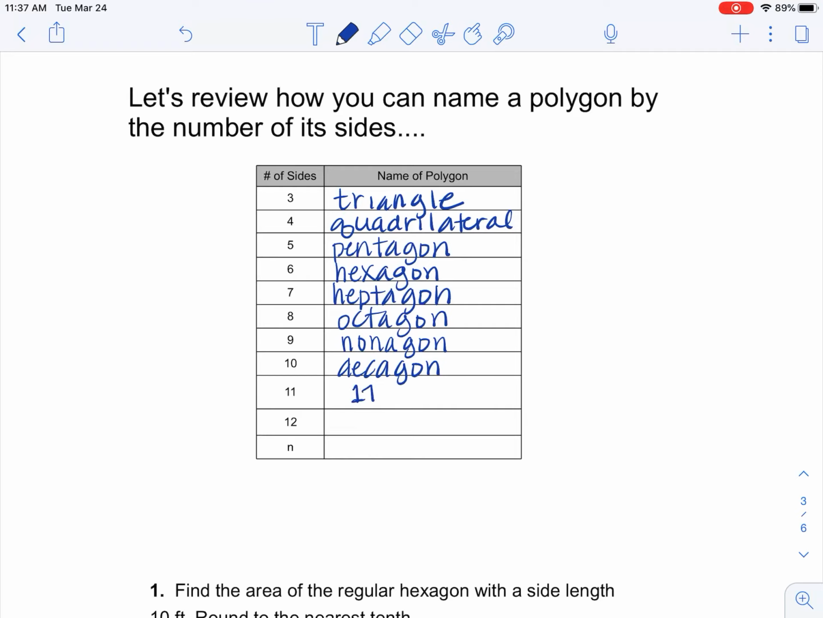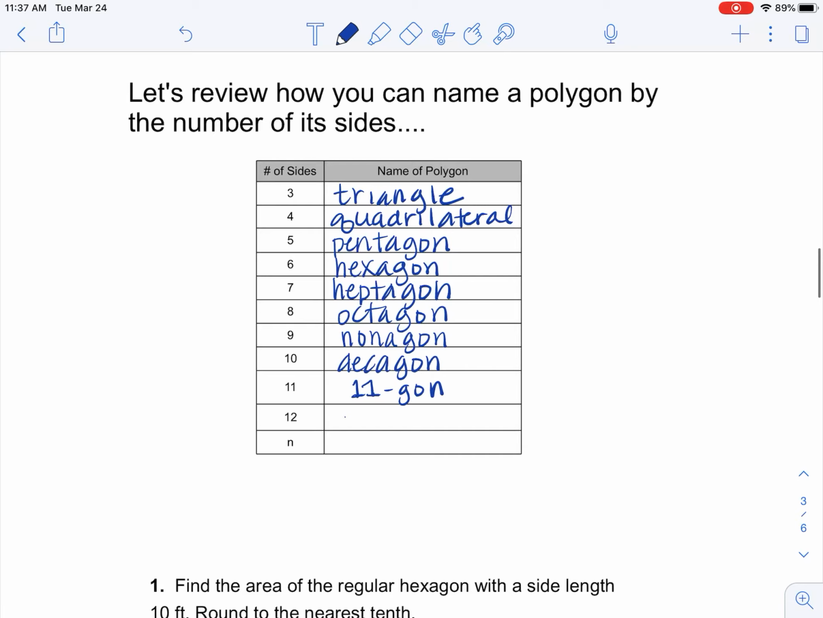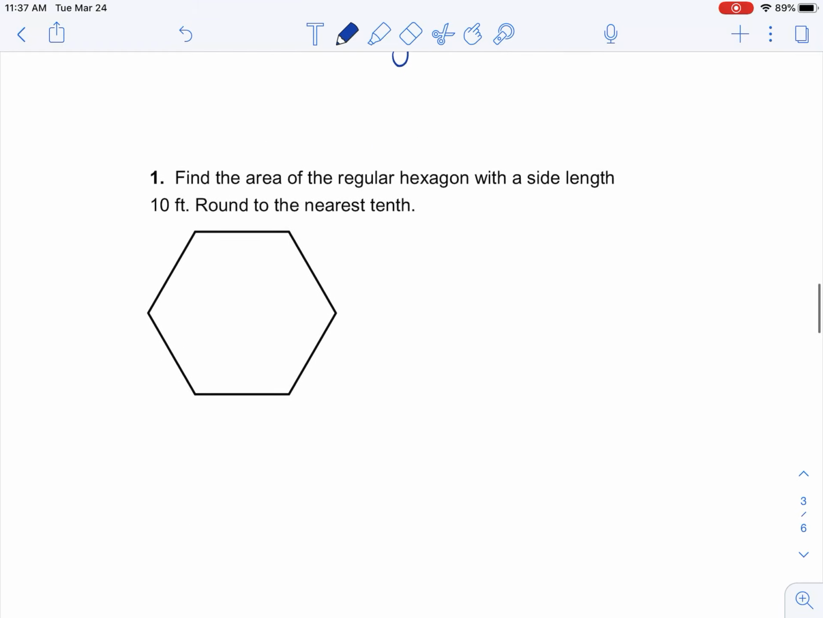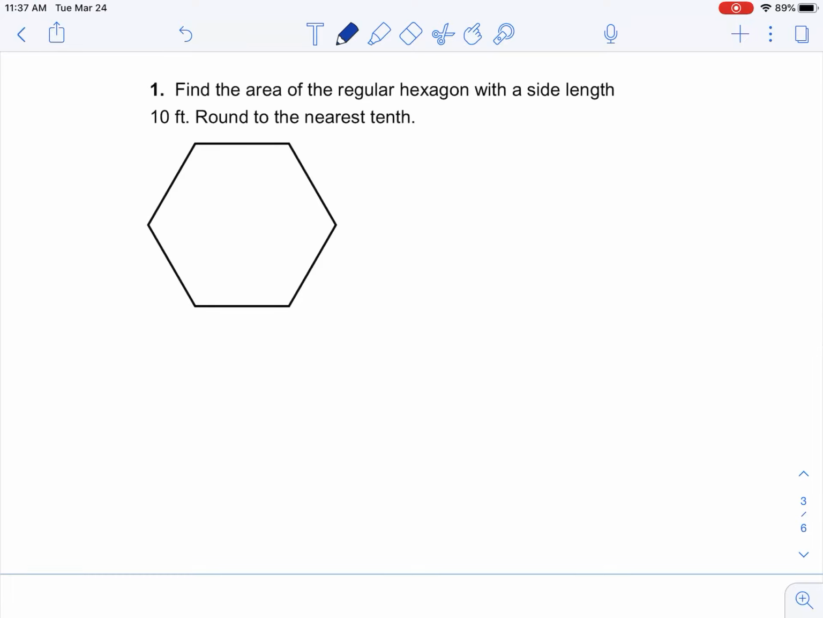11 has a name if you Google it, but we don't use that name, so we call it an 11gon. That's for anything higher than 11 except for 12. 12 is a dodecagon. But anything higher, so like something with 13 sides would be a 13gon. Something with 14 sides would be a 14gon. So whatever number it is, dash-gon.